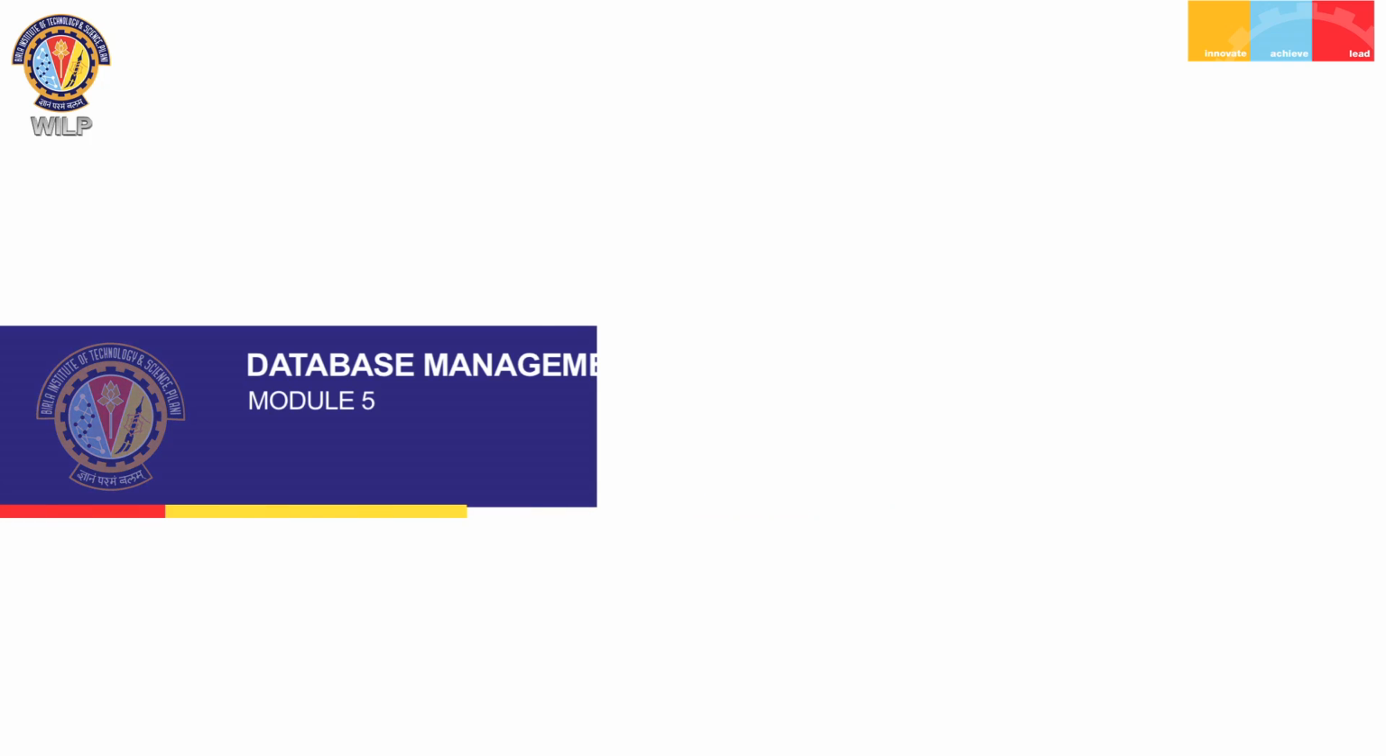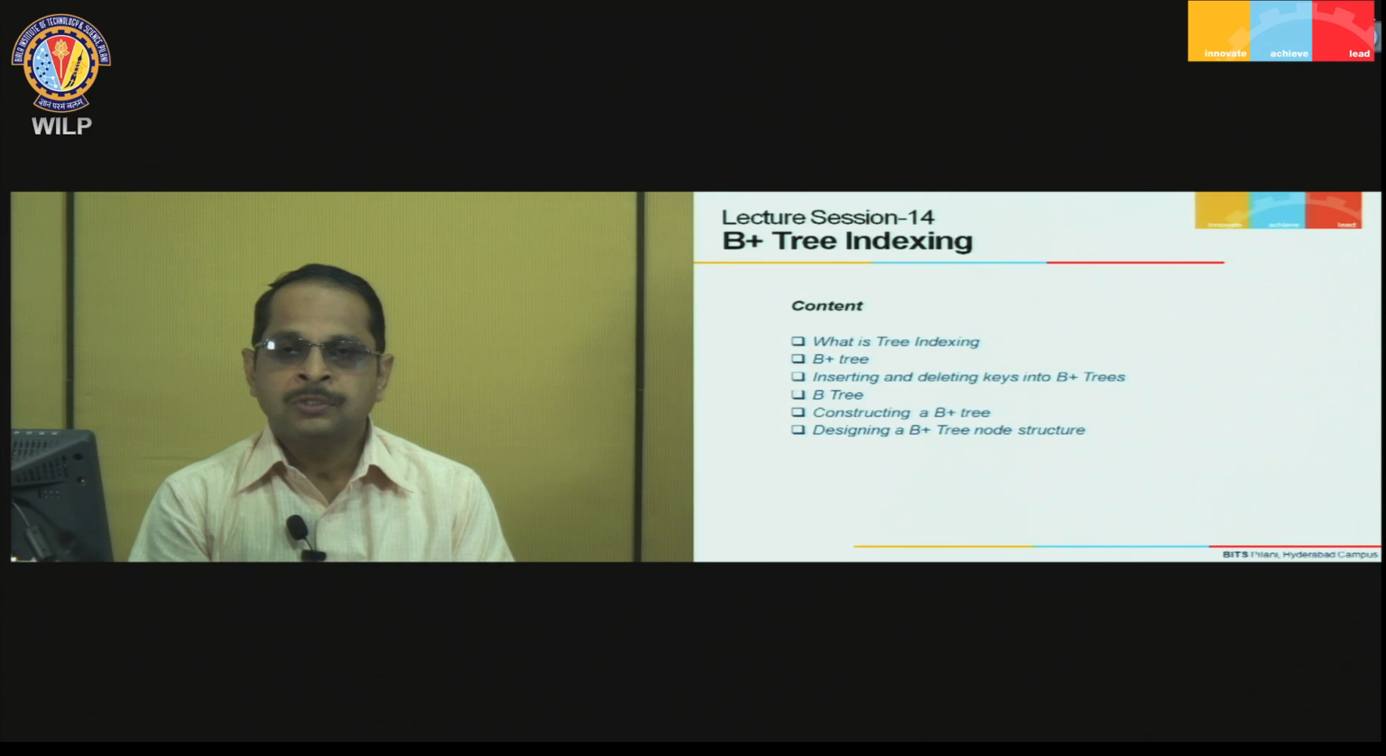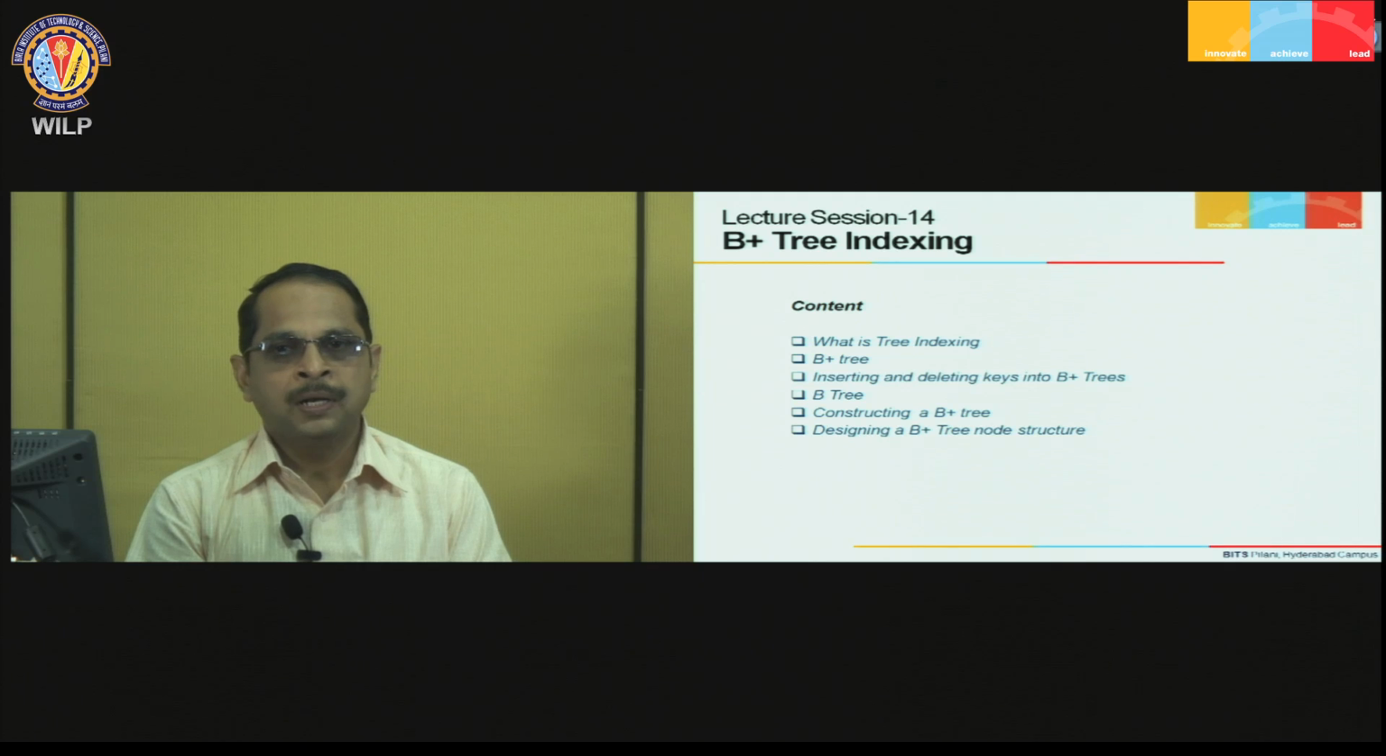In the previous session, we discussed the basics of indexing, which is a popular technique for fast retrieval of the records from the database. We have seen what is indexing, what is a primary index, what is a secondary index, sparse and dense indexing, and at the end of the session we have seen some examples related to primary indexing and multi-level indexing.